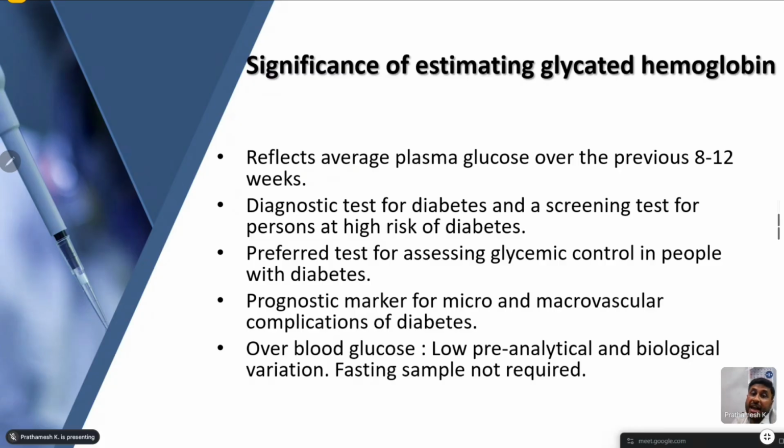It is nowadays also used as a diagnostic test for diabetes and a screening test for persons at high risk of diabetes. It is the preferred test for assessing glycemic control in people with diabetes, and a prognostic marker for micro and macrovascular complications of diabetes. A number of papers have been published where it serves as a very good prognostic marker to predict these complications. You might be aware, less than 5.7% is normal, 5.7 to 6.4 is pre-diabetic, and 6.5 and above is diabetic.